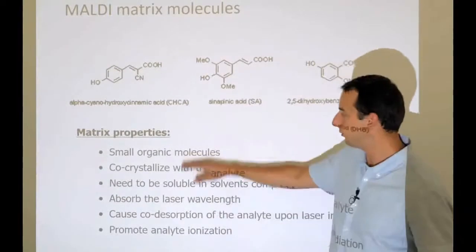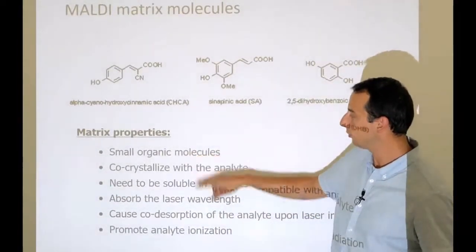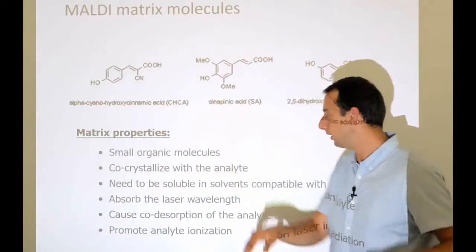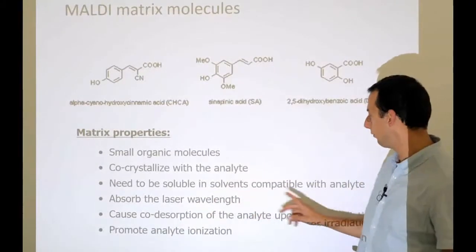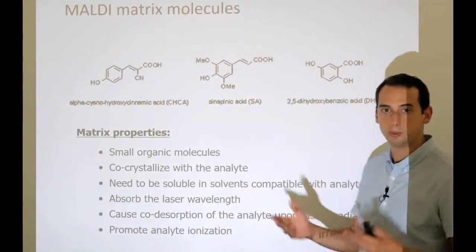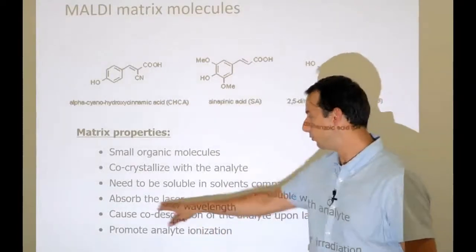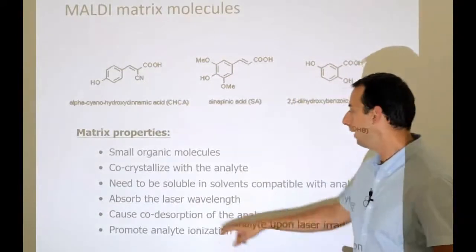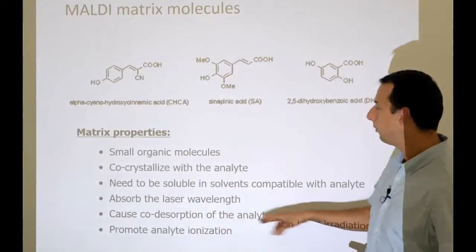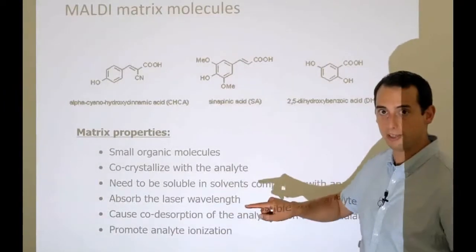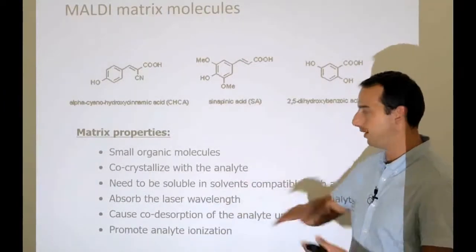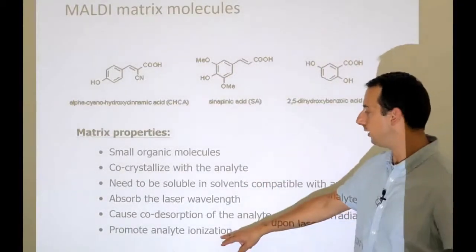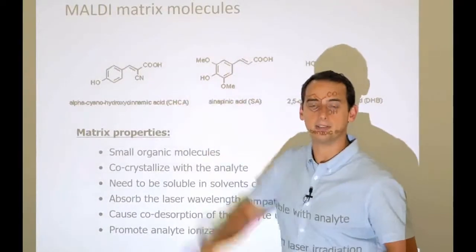And we can see that here in the summarization. We need small organic molecules because they're small and simple to work with. They should co-crystallize with the analyte. Remember the layer cake. They should be soluble in solvents that will also dissolve our analyte. Otherwise, we could never get them together on the plate. They should absorb the laser wavelength. This is crucial. Otherwise, we don't get the explosion. We don't get the desorption. And they should cause this co-desorption of the analyte, which will happen if the matrix absorbs the laser light to get the energy, and if, of course, they are soluble and co-crystallize with the analyte, this is automatic. Finally, they should promote analyte ionization, hence the carboxylic acid that they all contain.